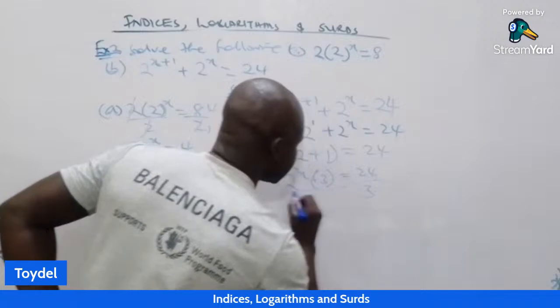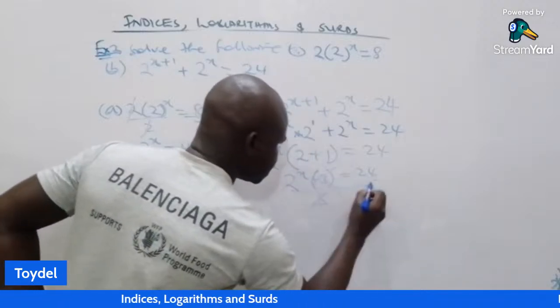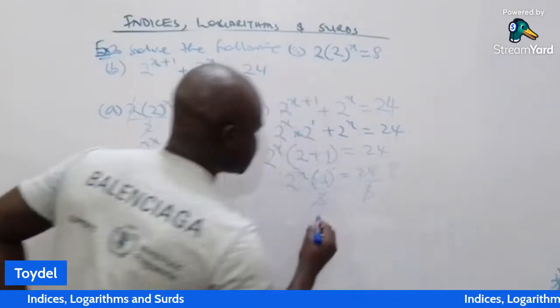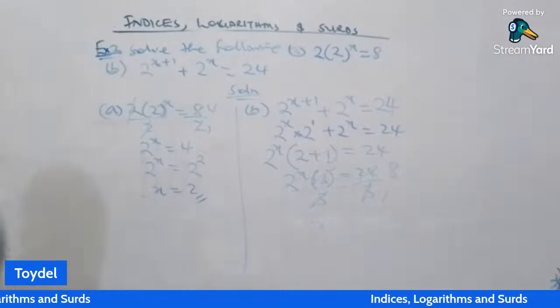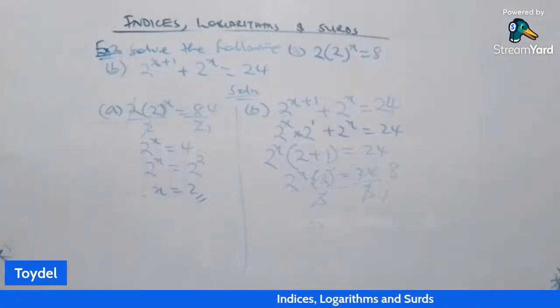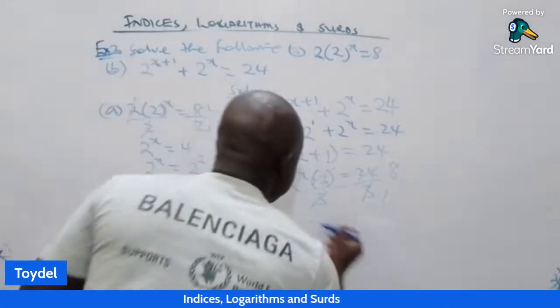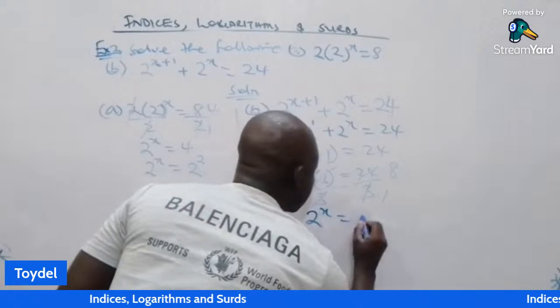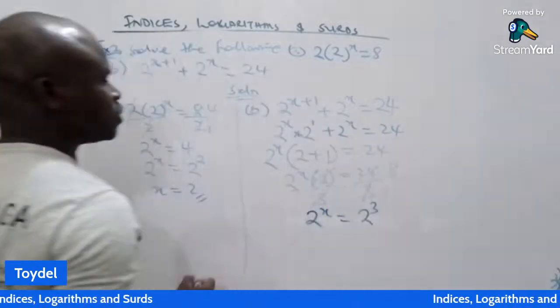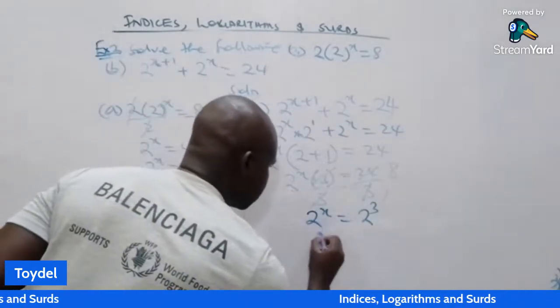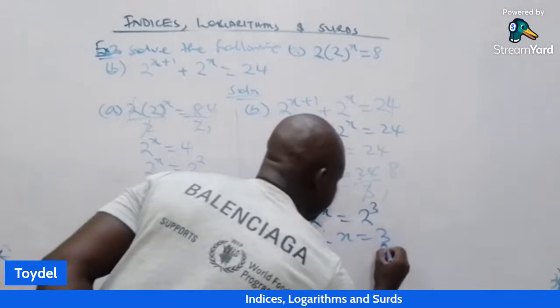I can divide both sides by 3. 3 will cancel 3, and 3 into 24 gives 8. So I have 2 raised to the power x to be equal to 8, and 8 is 2 raised to the power 3. The bases are equal, so you equate the powers. x is equal to 3.